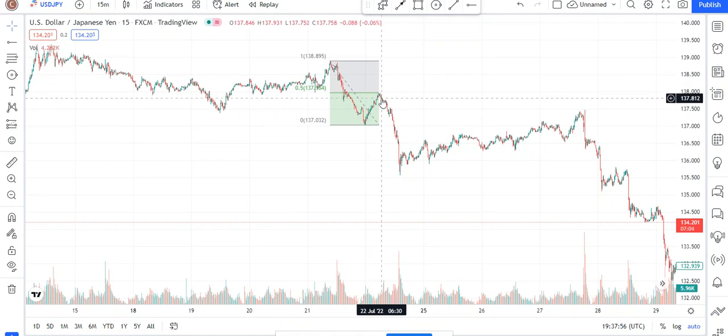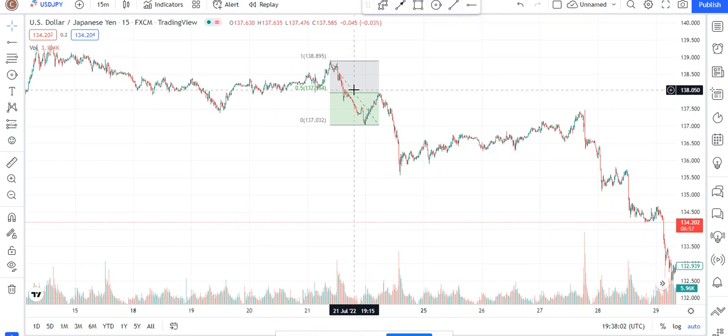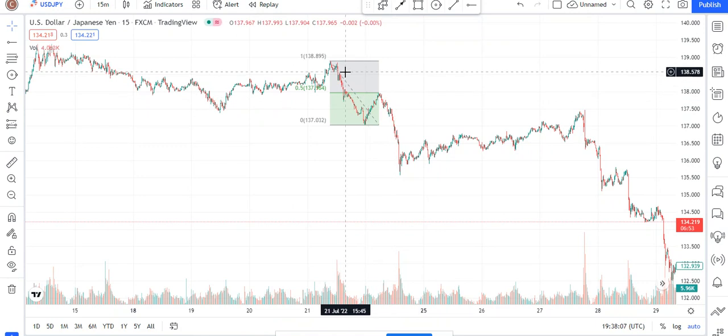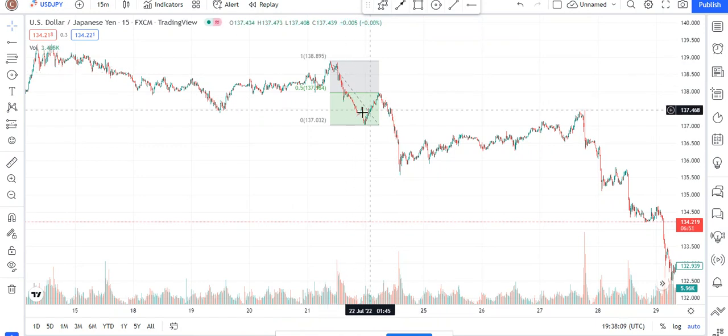In this area now, we went to equilibrium. Equilibrium is fair. You can sell at equilibrium, you can buy at equilibrium, but it's not the best area. The best area is to sell at a premium and buy at a discount.